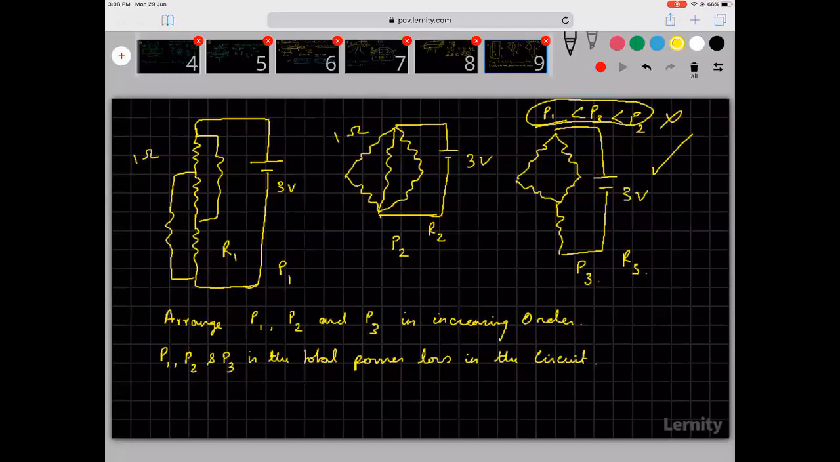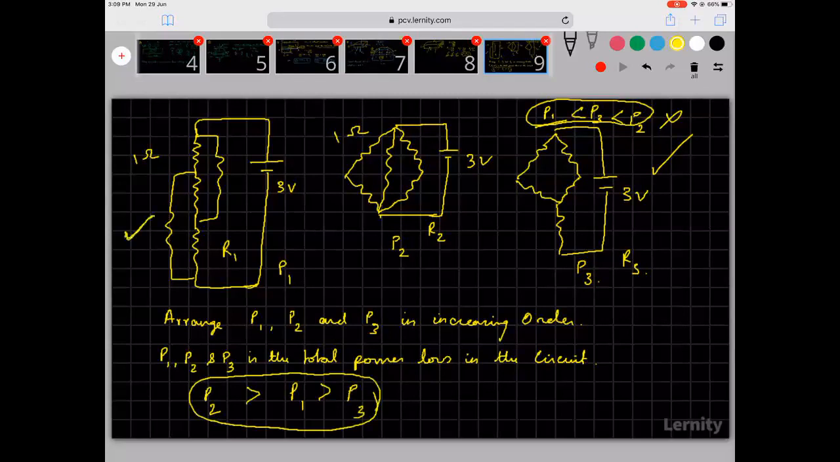Okay, so P1 I think is the largest. Sorry, P2 is the largest, followed by P1, followed by P3. I think somebody reported this answer. I made a small error. Fine, I'll explain it to you. So now this is a Wheatstone bridge. We have already done this.